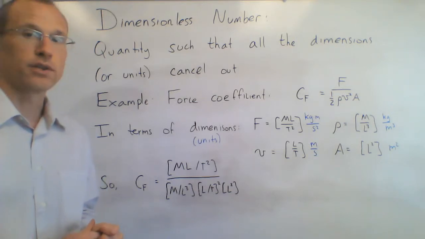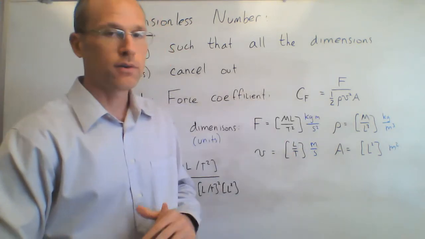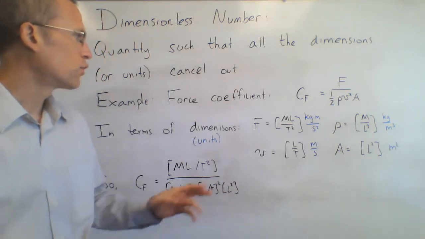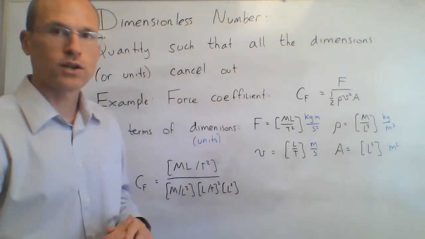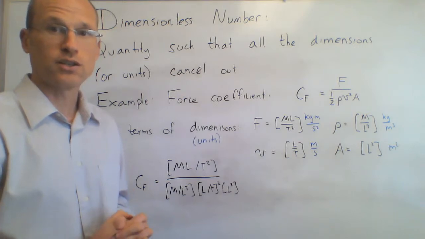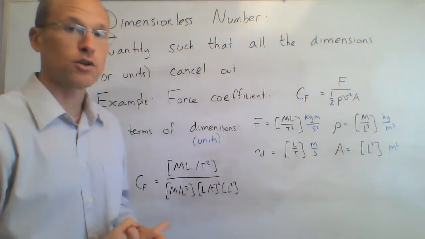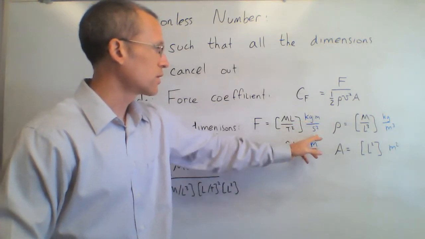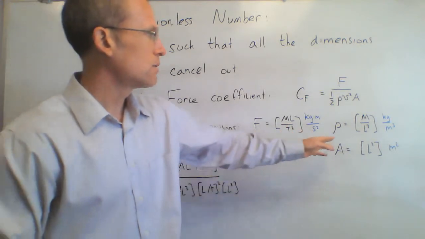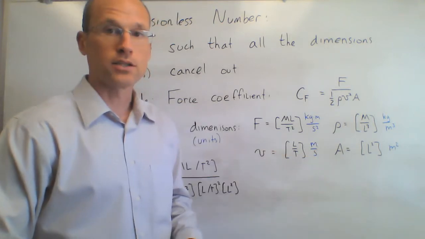An example of this is something called the force coefficient. The force coefficient is defined to be the force divided by 1/2 density times velocity squared times area. If we look at that in terms of its dimensions, force has dimensions of mass times length over time squared. If you have a hard time figuring out what dimensions are, an easier thing to do is look at units. The unit of force is a Newton. A Newton is the same thing as kilogram meter per second squared. So kilogram meter per second squared is mass, length over time squared. So there's my dimensions of force. Density, mass over length cubed. Velocity, length over time. And area, length squared.